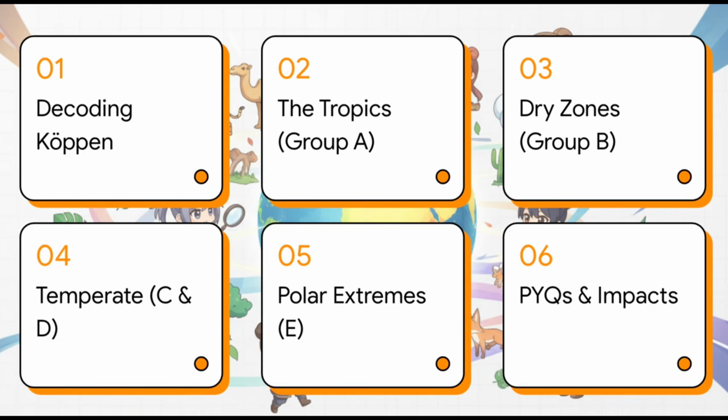Here's the plan for today. First, decoding Köppen. Second, the tropics, or Group A. Third, the dry zones, Group B. Fourth, temperate climates in Group C and D. Fifth, polar extremes, Group E. And finally, we'll tackle those PYQs and climate impacts.